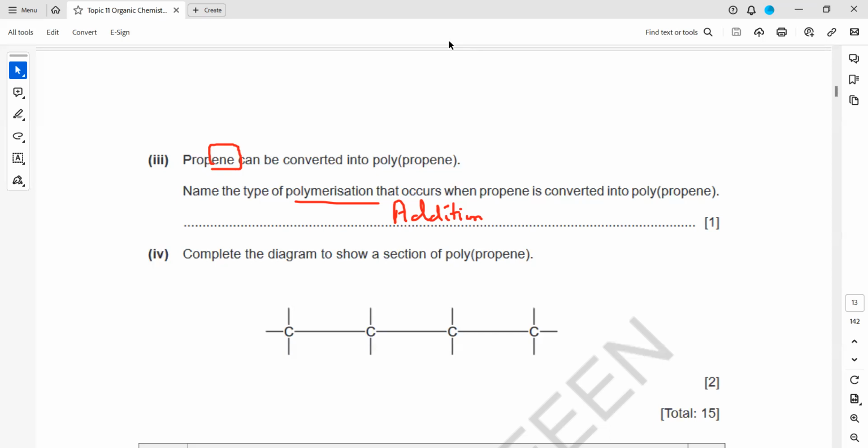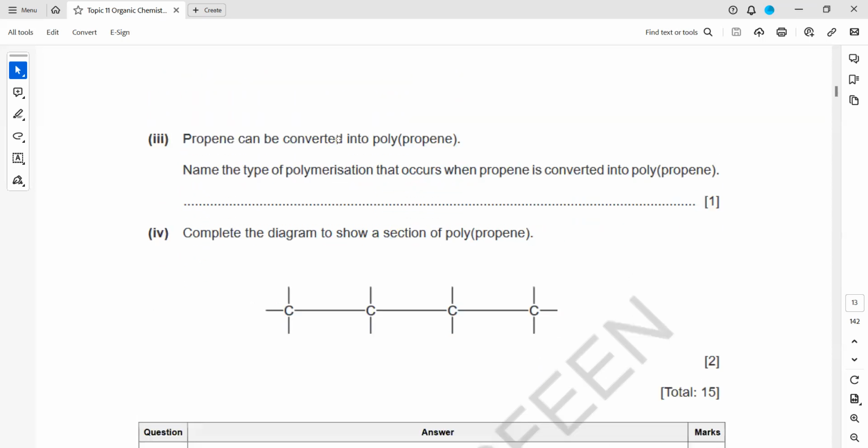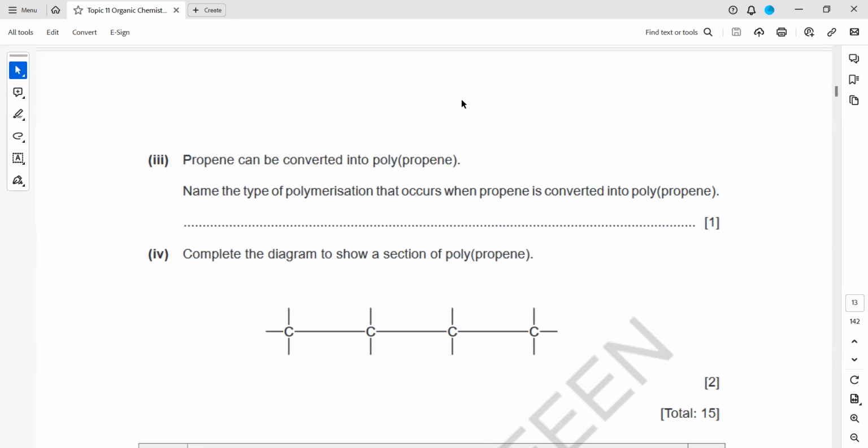Then in the question, complete the diagram to show the section of a polypropene. Look how it can be done. First, as I mentioned, propene. Prop means 3 carbon, so we'll have 3 carbon, and ene is there, so there will be a double bond. So this will be 2 hydrogen, this will be 1 hydrogen and this will be 3 hydrogen.